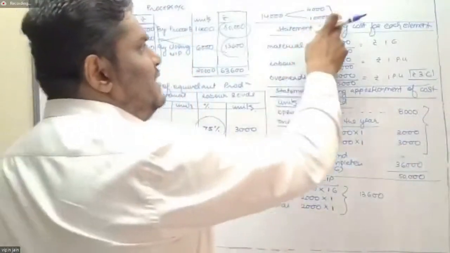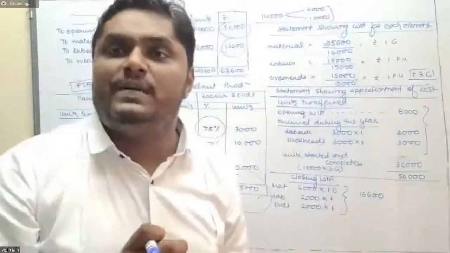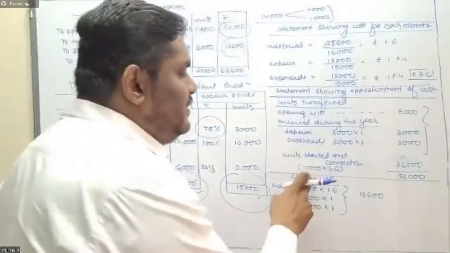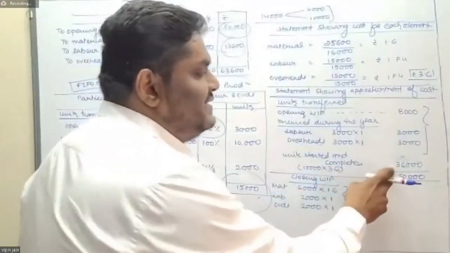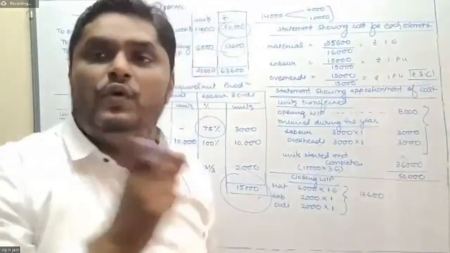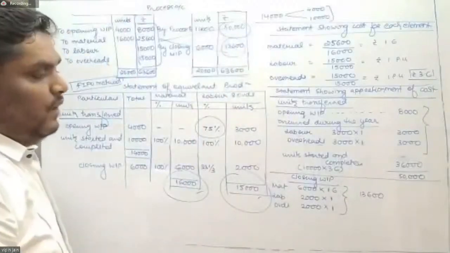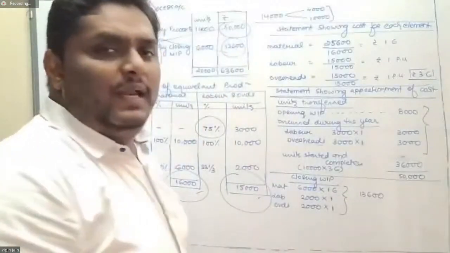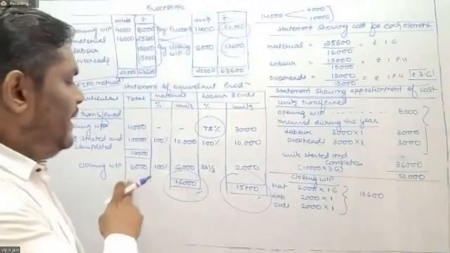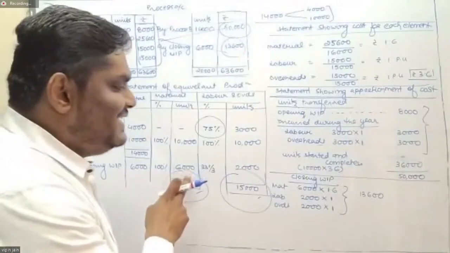As far as these 10,000 units are concerned, they are 100% processed during this year itself. So 10,000 into 3.6, 36,000. So this is the value of units that are transferred. That is 50,000. Now when talking about closing work in progress, the equivalent number of units in case of material is 6,000.